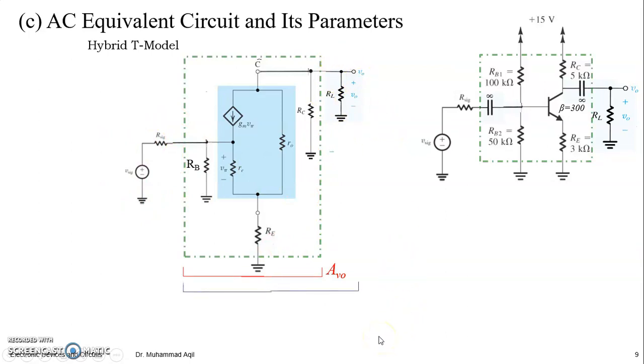Av is from the input of the stage to the load. Gv0 is from the AC signal source to the output of the stage, excluding RL. And Gv is the overall voltage gain, including the whole amplifier from the source to the load.